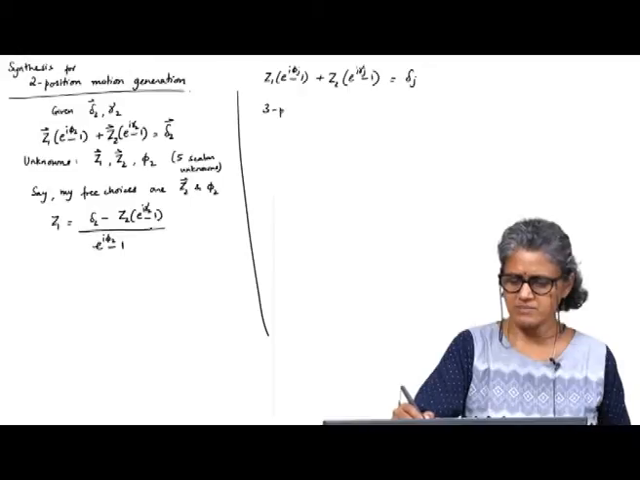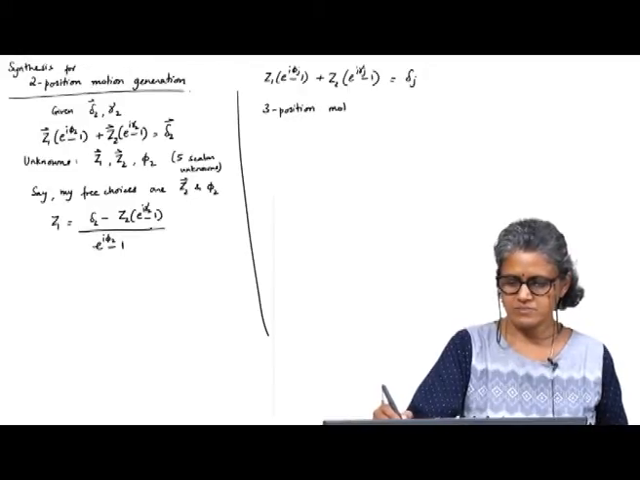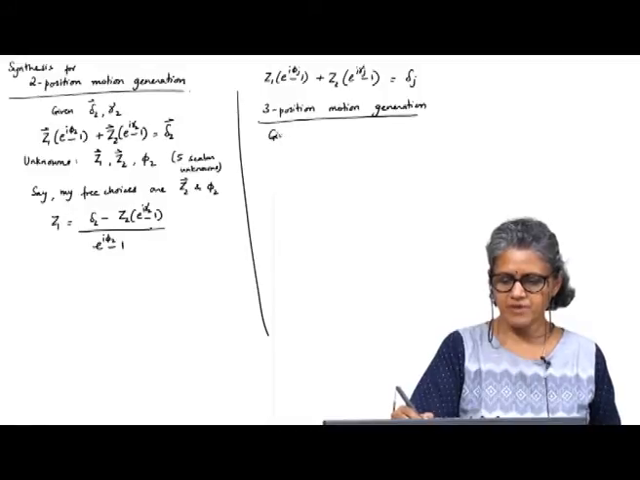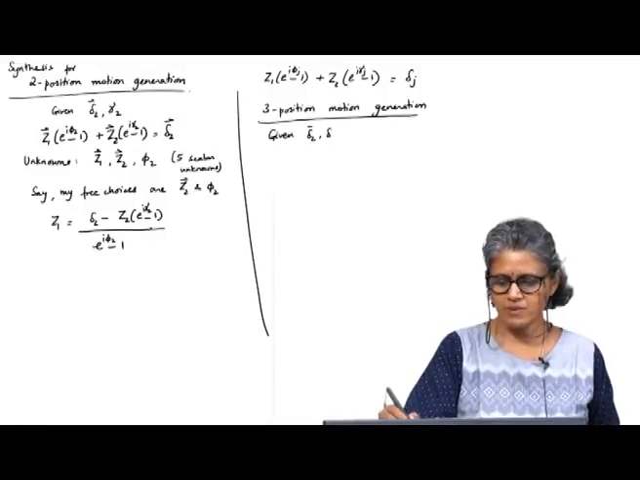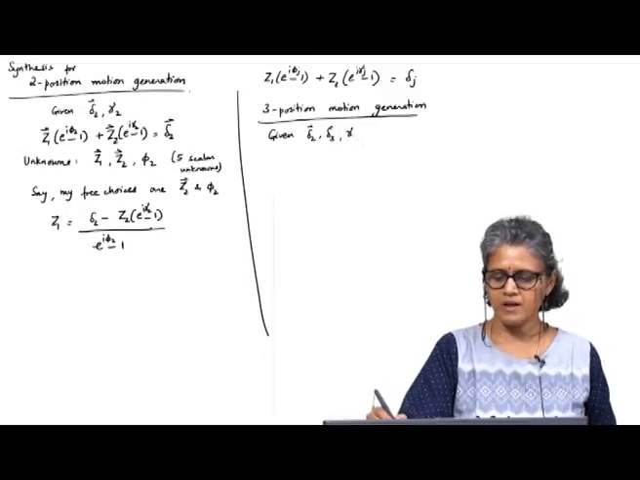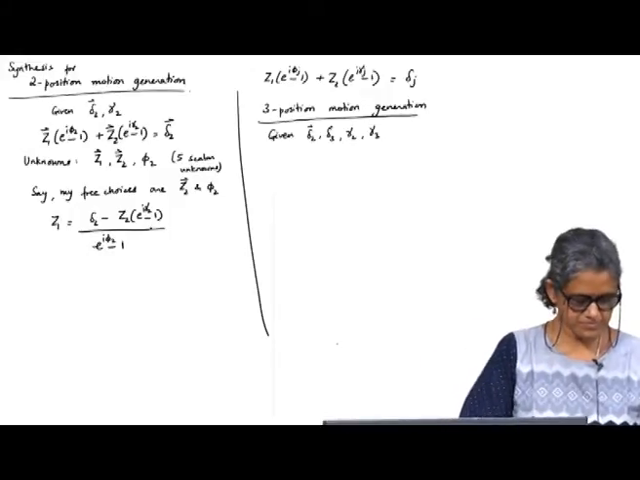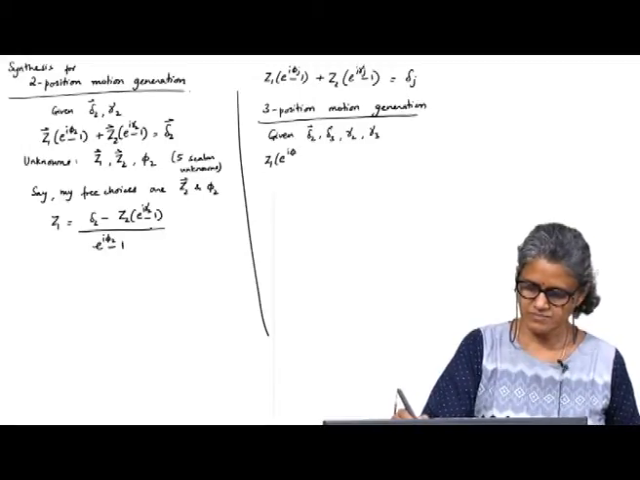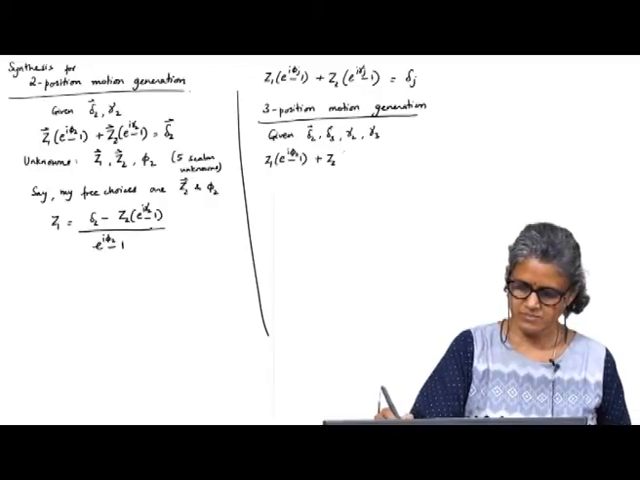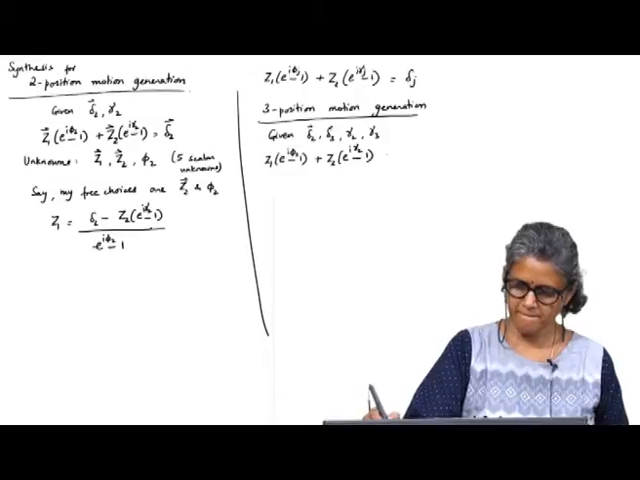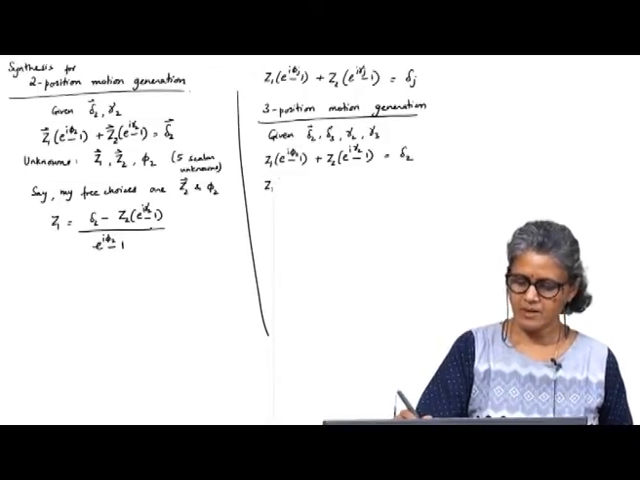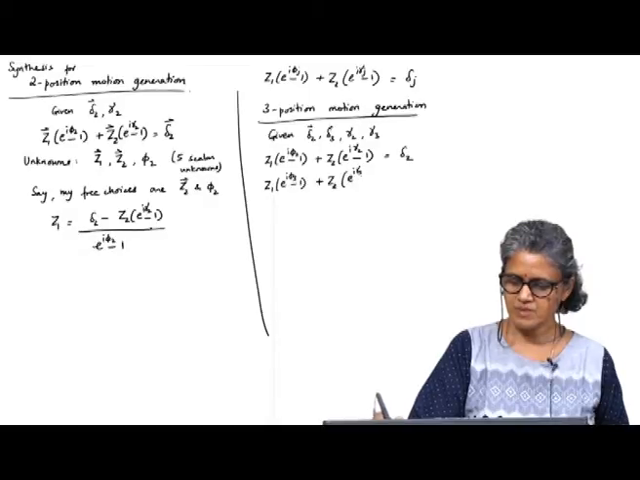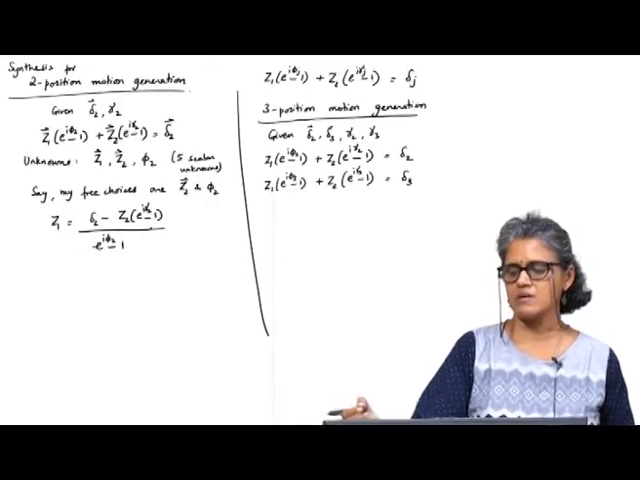3 position motion generation. I am given delta 2, delta 3, gamma 2 and gamma 3. So I get phi 3 minus 1 and delta 3.